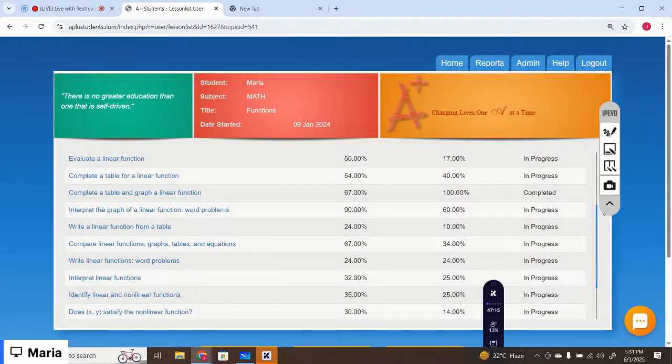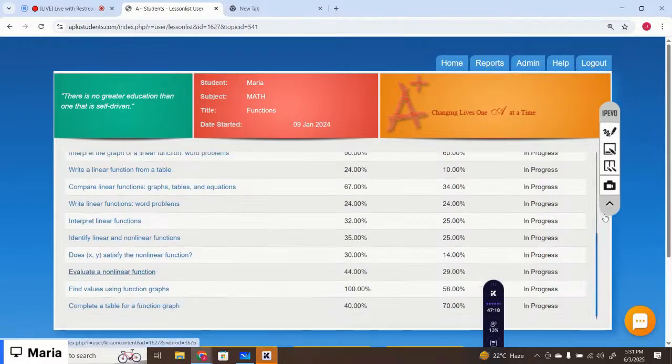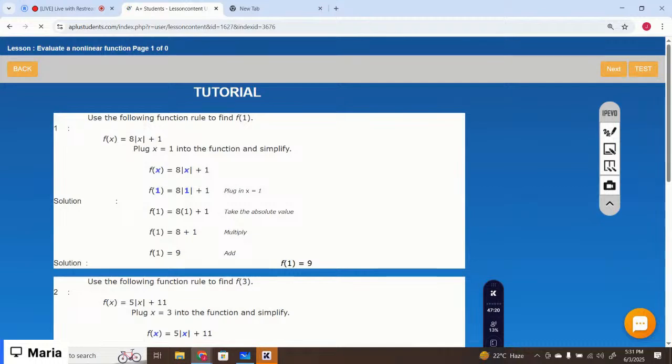The next lesson is evaluate and learn. Use the following function rule to find f of 1. f of x equals 8 absolute value of x plus 1. So f of 1 means replace all the x with 1. So that is 8 absolute value of 1. That is 1. 8 times 1 is 8 and 8 plus 1 is 9.